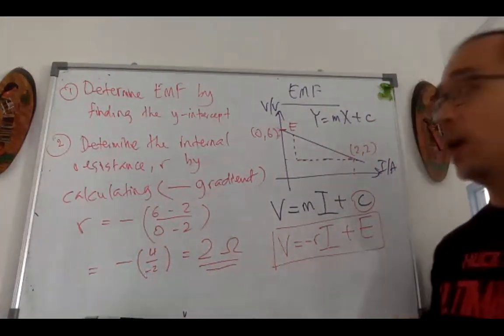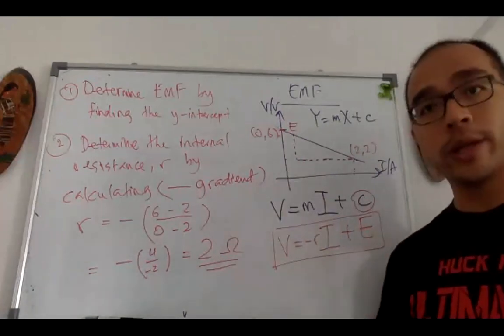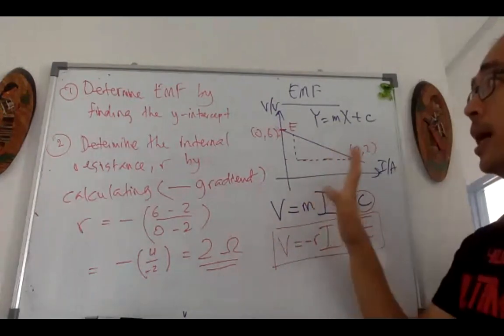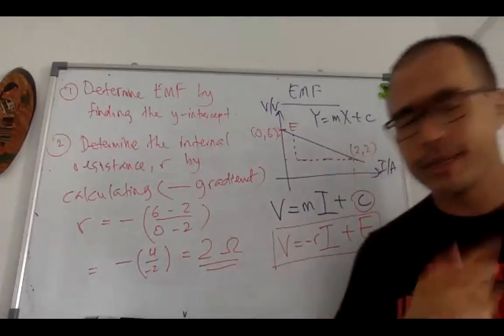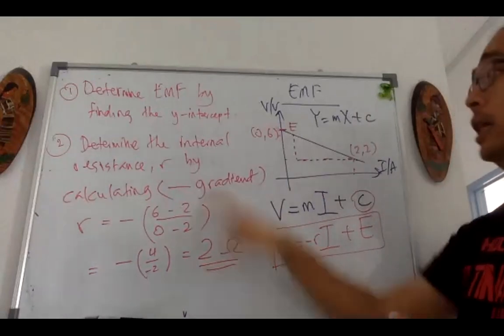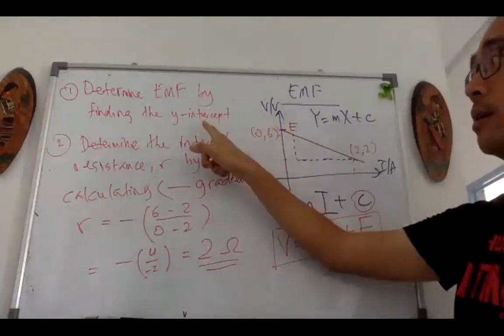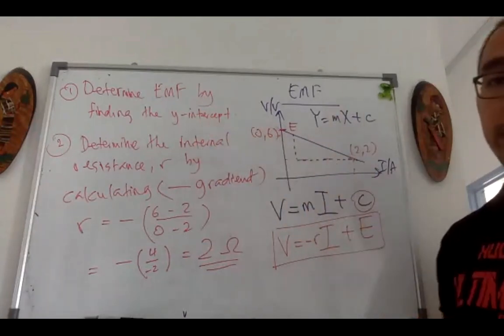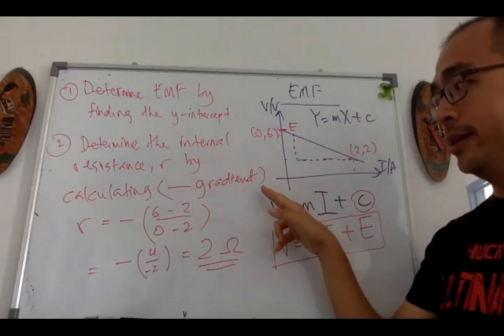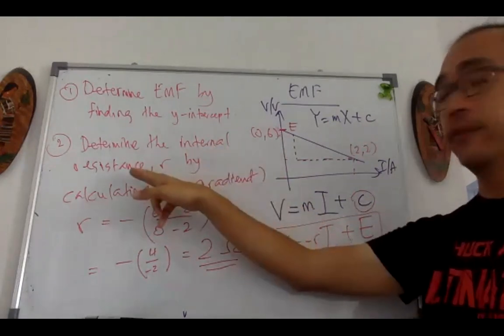So we will look more into this when we do the experiment after we come back to school. But for now, you should be able to answer the exercise questions that I give you if you hold on to these two. If you find the y-intercept, it means you found the EMF. And if you find the negative of the gradient, you will find the internal resistance.